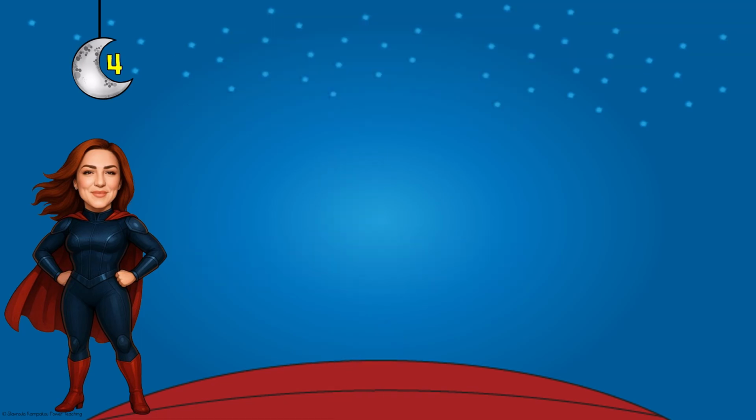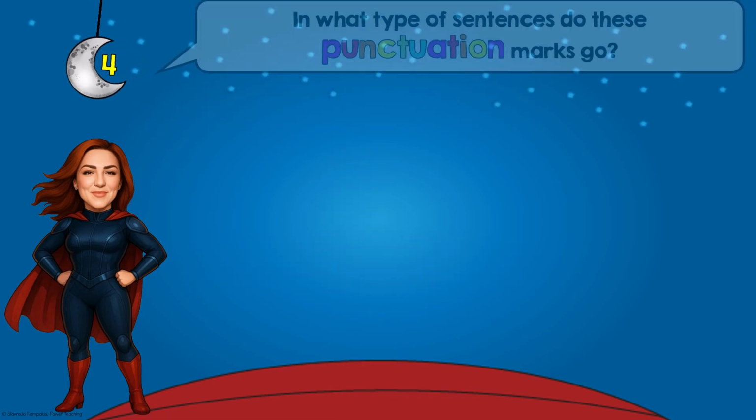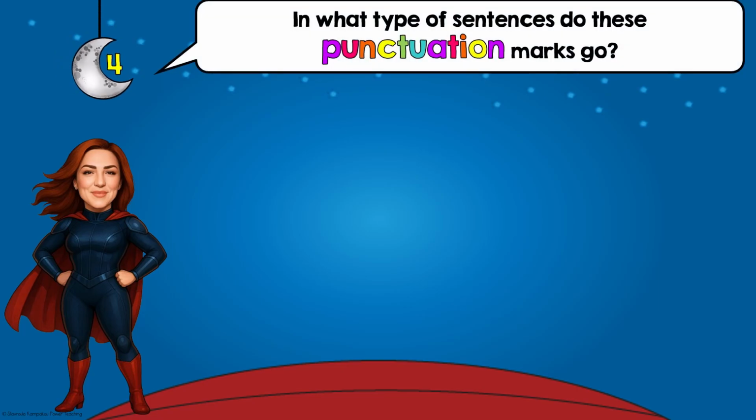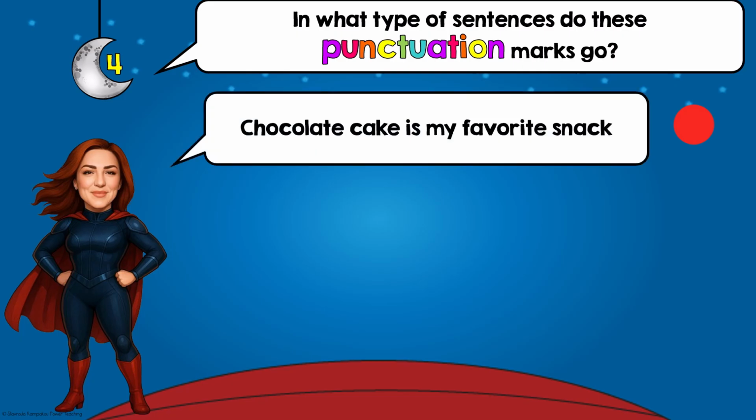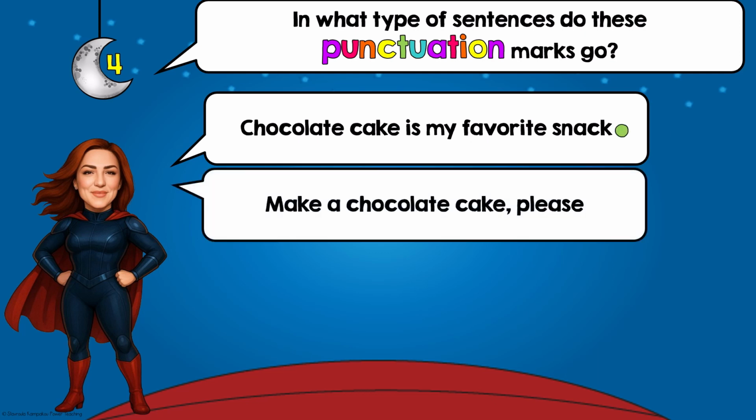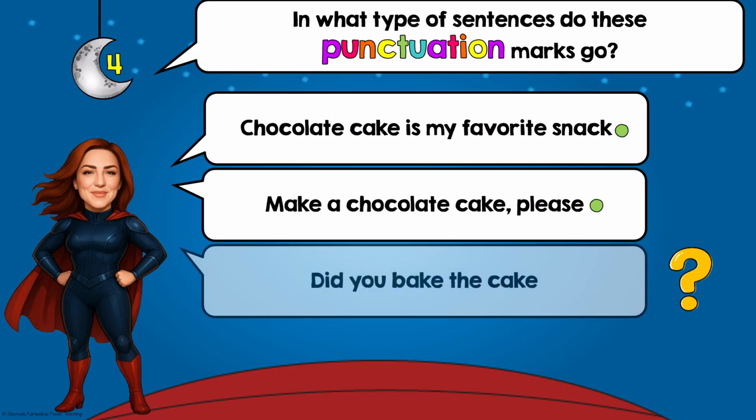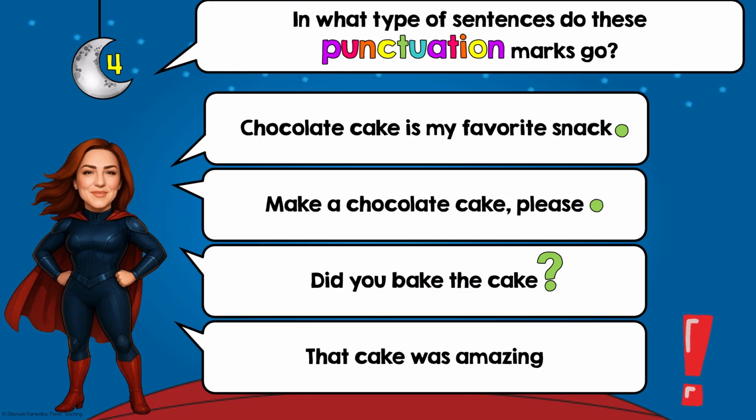Fourth, in what type of sentences do these punctuation marks go? A period goes at the end of a statement, a sentence that tells us something, or a command that asks you to do something. A question mark goes with a sentence that asks something. An exclamation point goes with an exclamation, which is a sentence that shows enthusiasm.